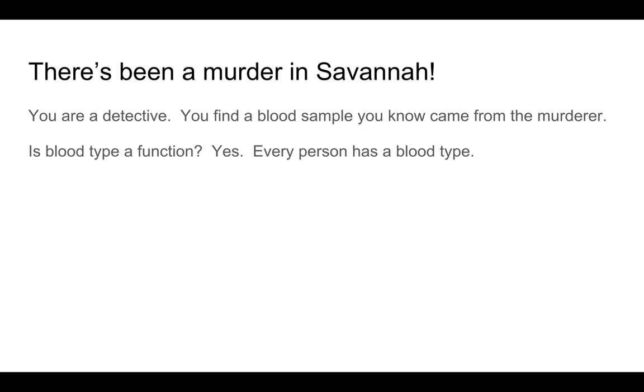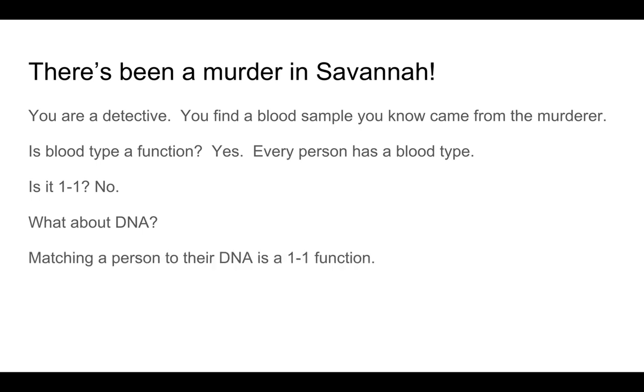That's a function. Is it a one-to-one function, though? If you know the blood is A positive, do you know from whom it came? No, not necessarily. A bunch of people might have the same blood type. Blood type is not a one-to-one function. What about DNA? If I know the DNA from the blood sample, can I trace that back to the person? Yes, that's a one-to-one function. Every person has DNA. Every DNA came from only one person. One-to-one functions: if you know the input, you know the output. If you know the output, you know the input.